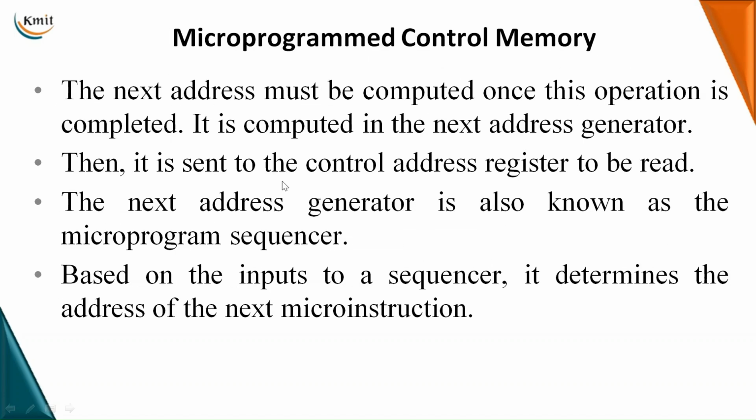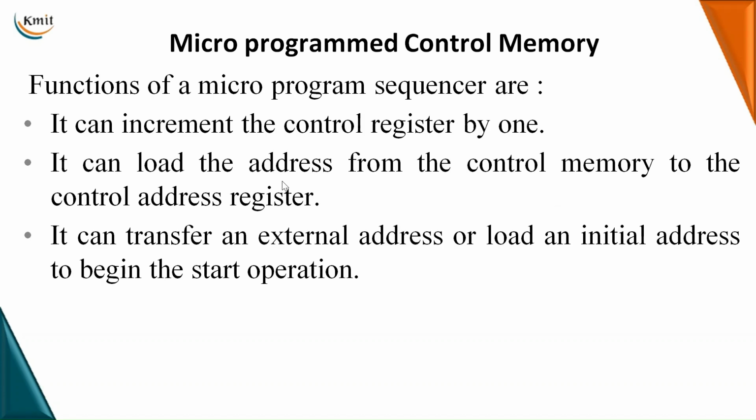So the function of the microprogram sequencer is, first, it can increment the control address register by one. If my control address register contains address 1000, the next address can be 1001. So it increments the control address register by one. That is one approach. The other approach is it can load an address from the control memory into the control address register. So it can be any address, not 1000. It can be 2000. The particular address from the control memory can be loaded into the control address register. It need not follow the program order.